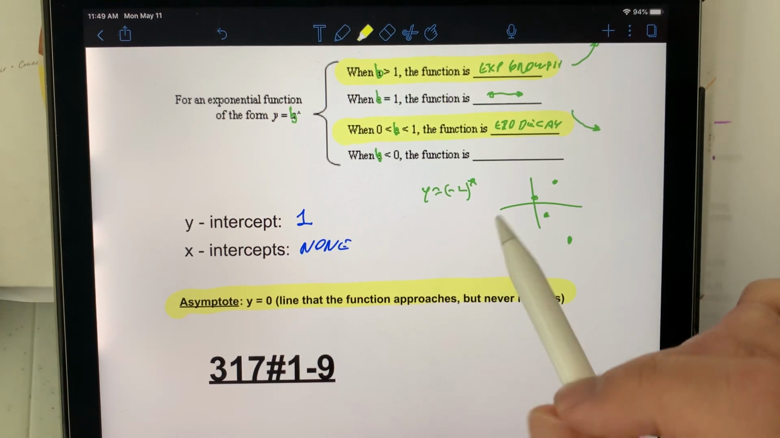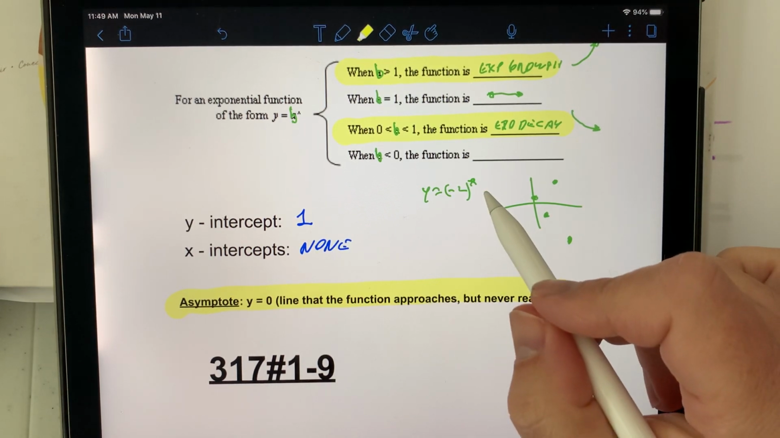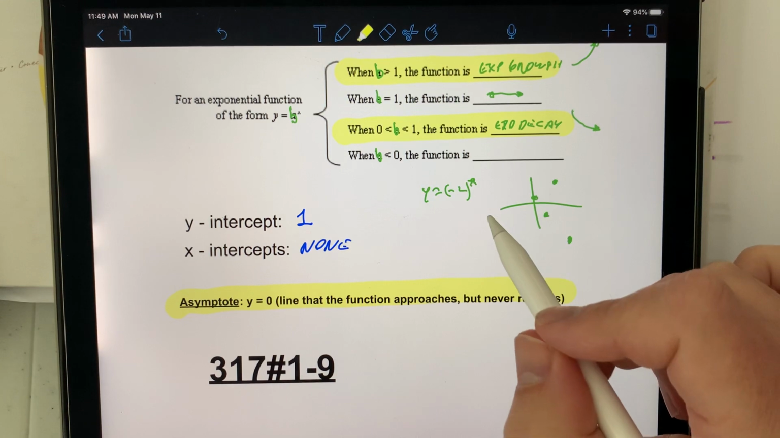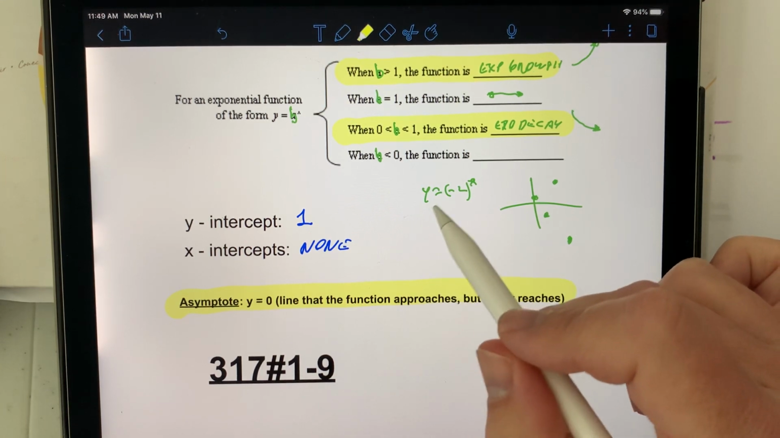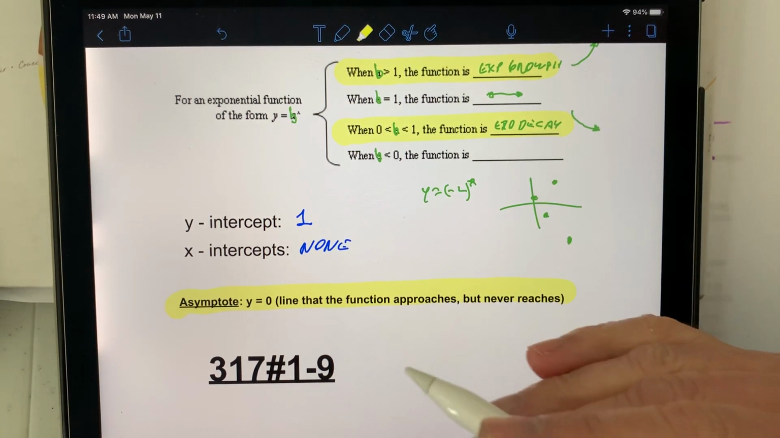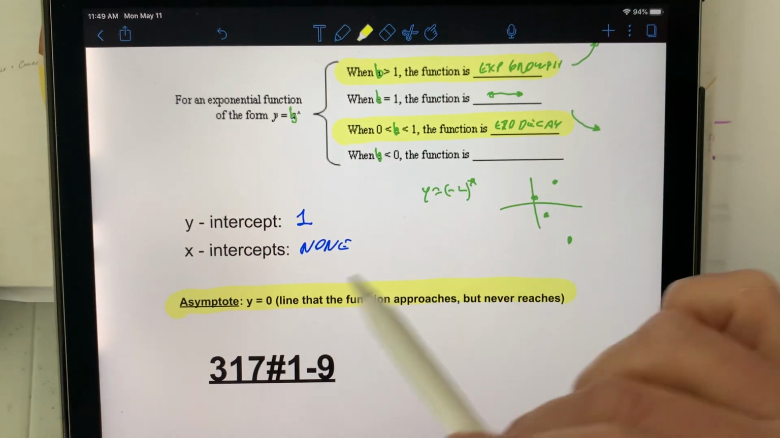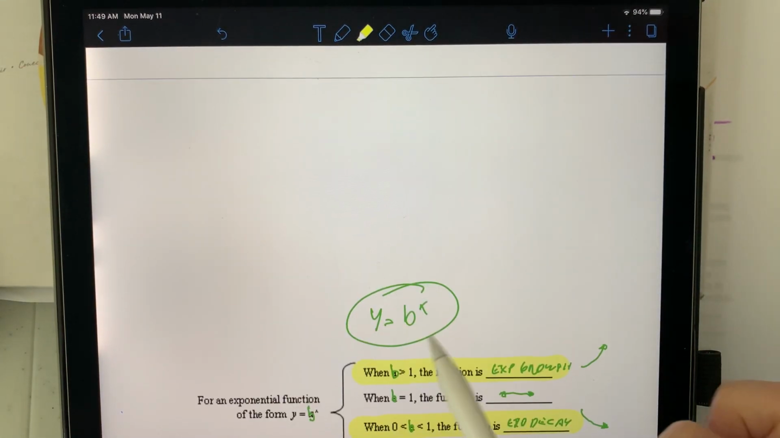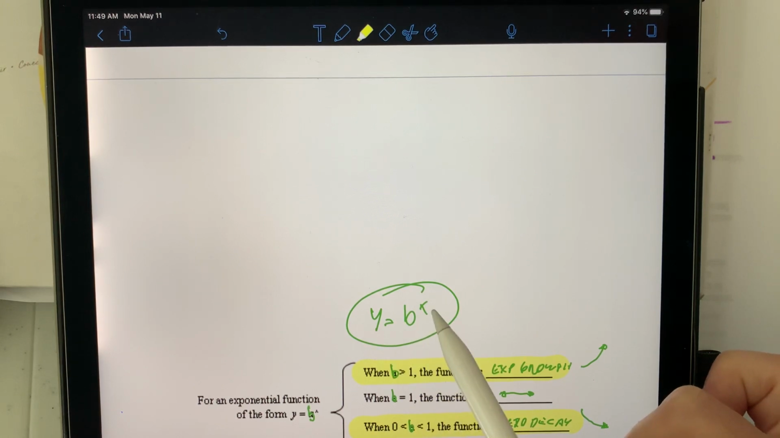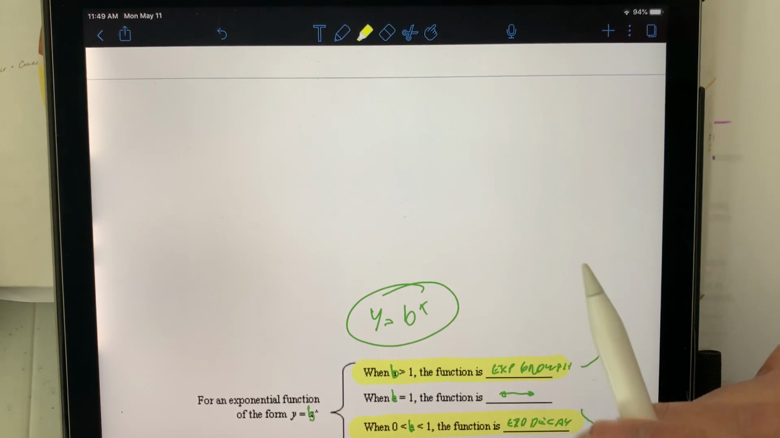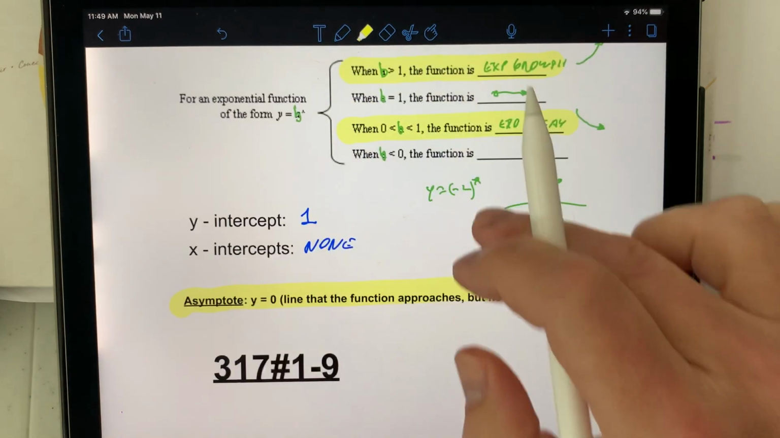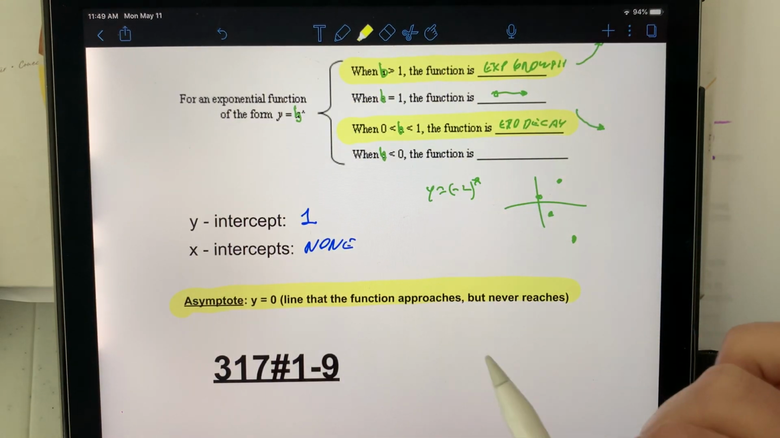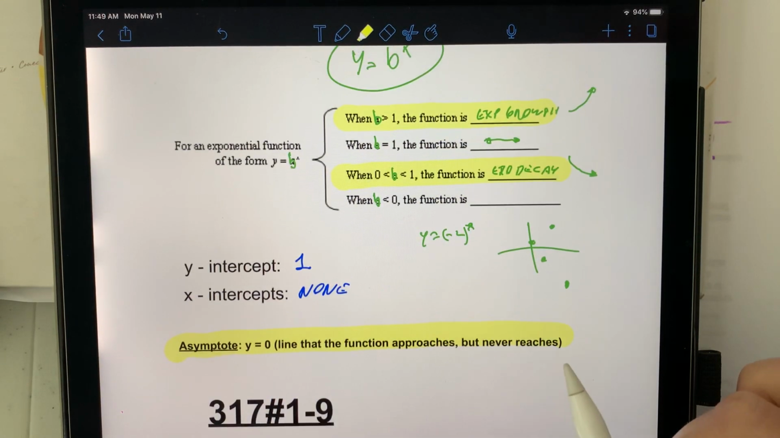Later on I'm going to give you transformations on these functions. If I say 2 to the x plus 4, everything's raised up 4 units. So now the new asymptote is y equals 4. But for these basic ones, the ones that look like y is equal to b to the x, just a number to the power of x, our asymptote is always going to be y is equal to 0. All right.